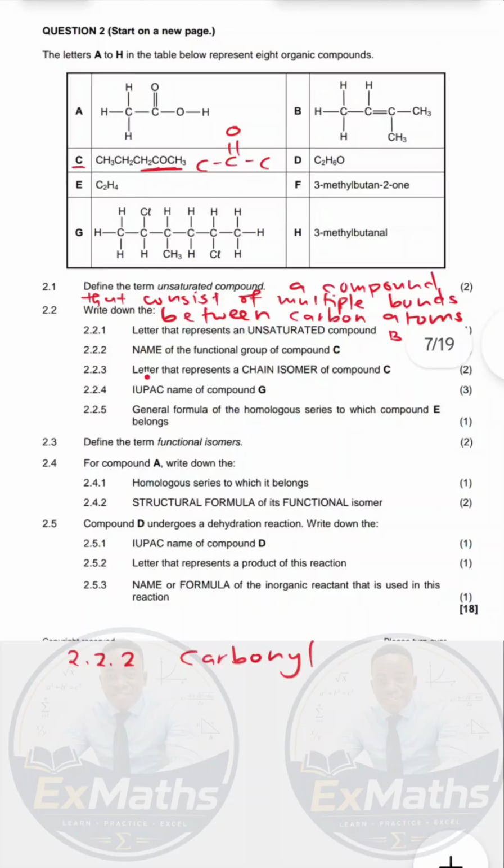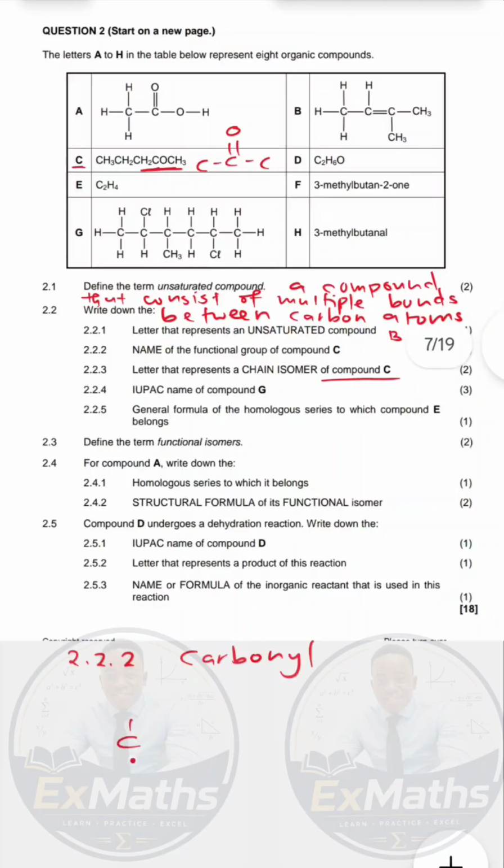2.2.3, letter that represents a chain isomer of compound C. What are chain isomers? They have the same molecular formula but different chain structure. Means that's when you can have a straight chain and a branched chain. So they are saying for which compound? For compound C, which is this one. Let me draw it here. Maybe we can clearly see what's going on there.